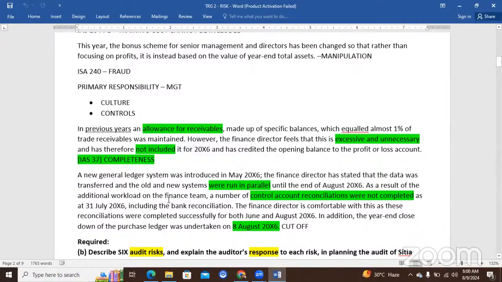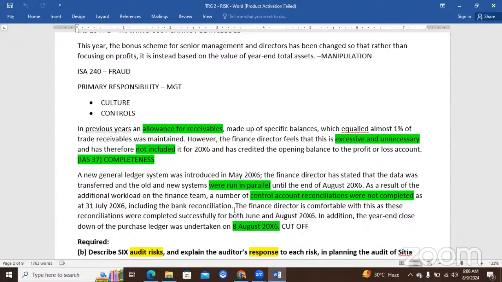As a result of the additional workload of the finance team, a number of control account reconciliations were not performed, including the bank reconciliation. So this is also a control. If you look at this question, a few control risks are also given. The company is not performing the bank reconciliation statement and control account reconciliation.